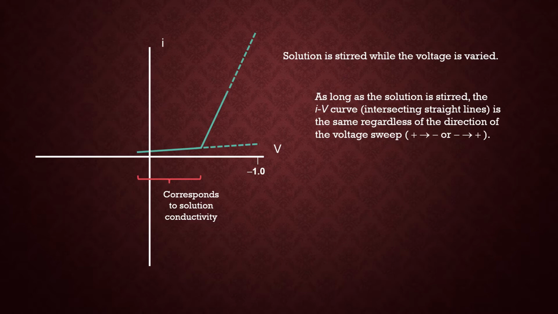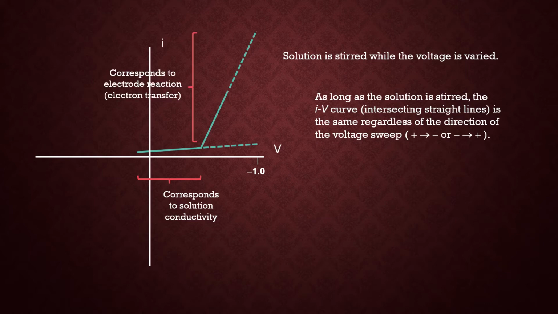If we were to continue stirring the solution, we would find that this second discontinuity would likewise go up linearly with the same slope until we hit minus 3. And if we reverse the direction, it would follow the same path. So we would have two linear sections.